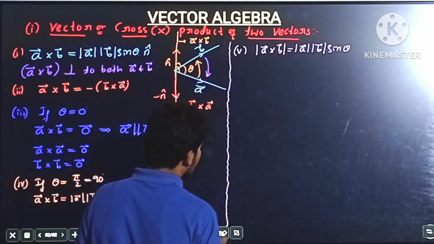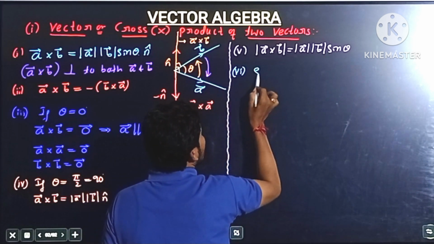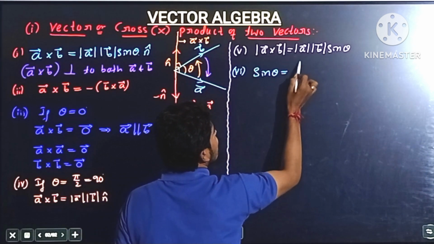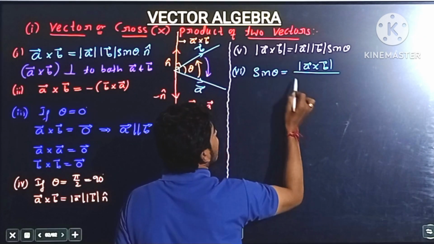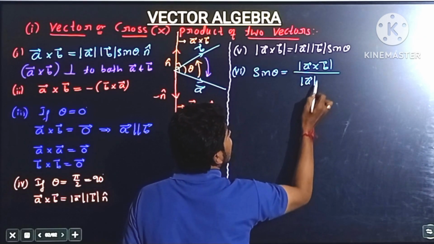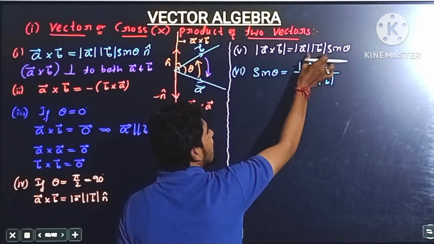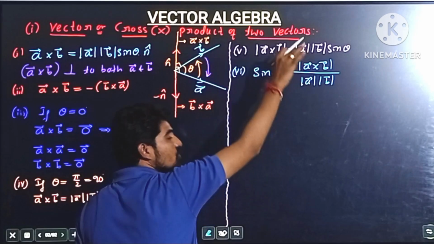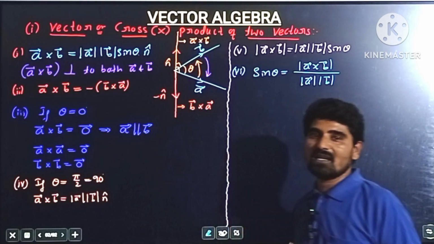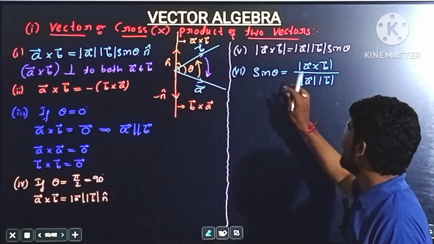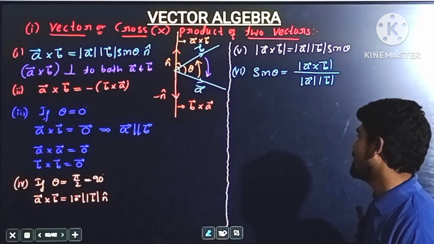And from this, the sixth point is, sine theta is equal to magnitude of a vector cross b vector divided by magnitude of a vector into magnitude of b vector. I just shifted the magnitude of a vector into magnitude of b vector to the left side, so it becomes divided by magnitude of a vector into magnitude of b vector. And this is the sine of the angle between the two vectors a vector and b vector. I hope all of you are understanding.